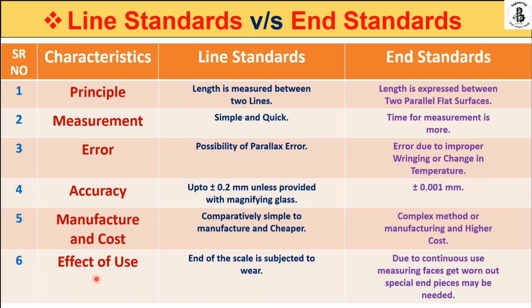In case of the effect of use, in case of the line standard, the end of the scale is subjected to wear, depending upon the material characteristics. And in case of the end standard, due to continuous use the measuring faces get worn out, so end pieces may be needed. So that is all regarding the line standard and end standard.